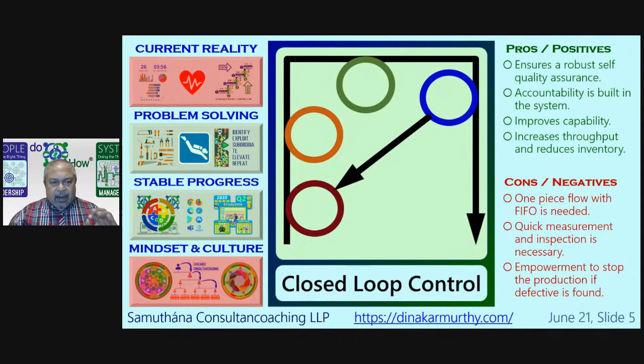And the main advantage of a closed loop control is to understand what would be the impact of modifying or meddling with one of the causes. See, normally in any problem there will be multiple causes.